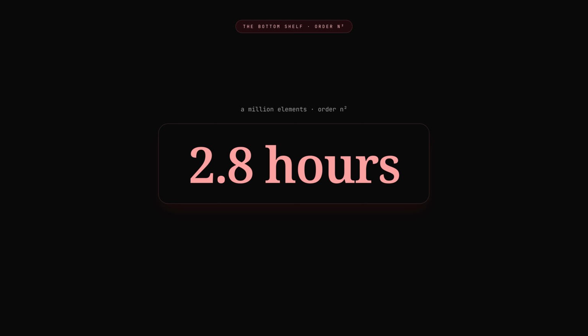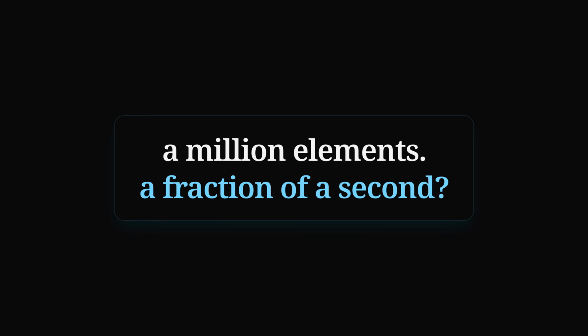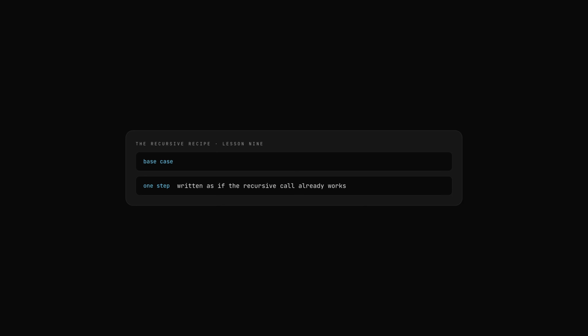And the shelf's price at scale? 1 million elements, order n squared, 2.8 hours. Fine for a hand of cards. Dead past that. So how do you sort 1 million elements in a fraction of a second? Last lesson handed you the exact tool. To write a recursive function, you design the base case, and one step, written as if the recursive call already works. Apply the leap of faith to sorting.